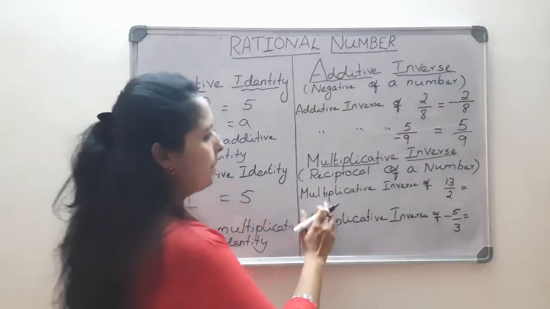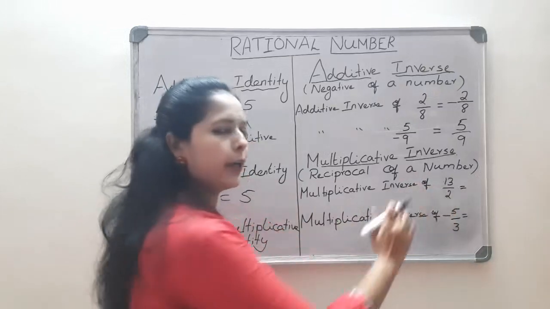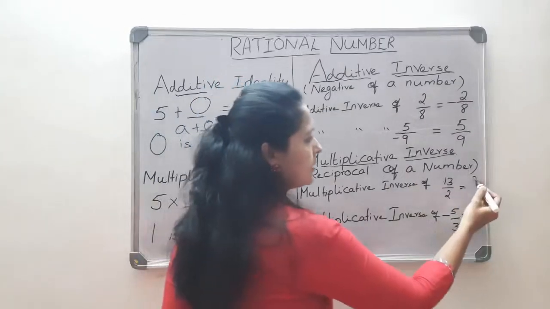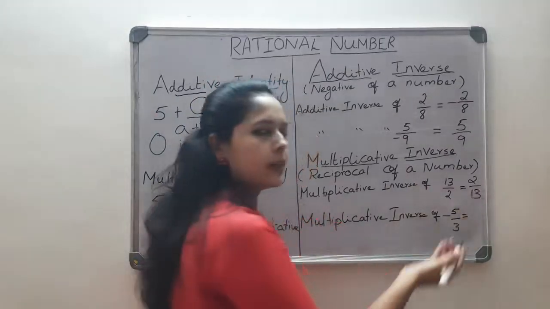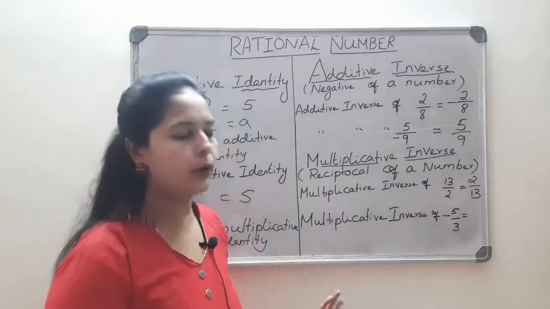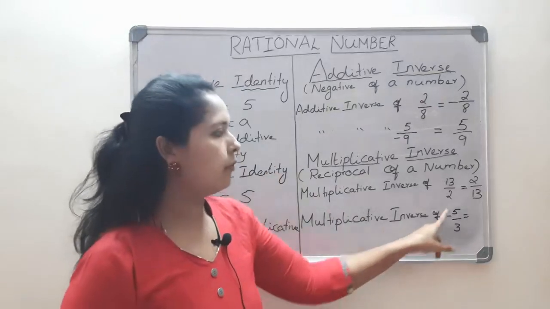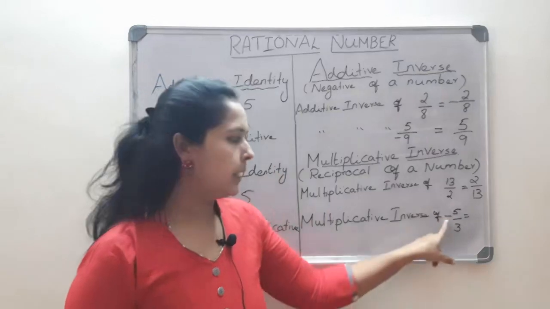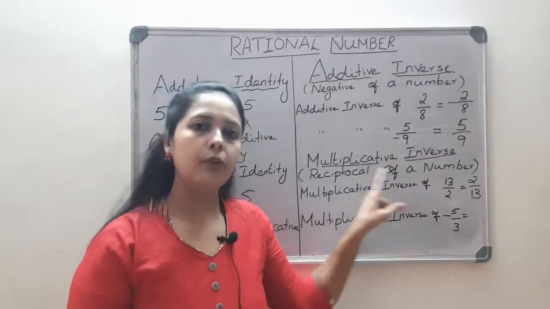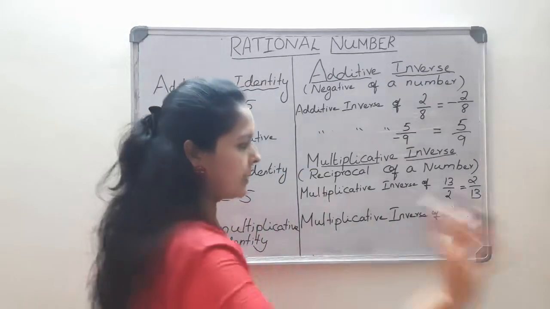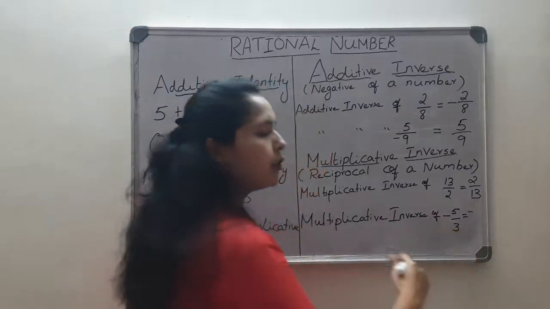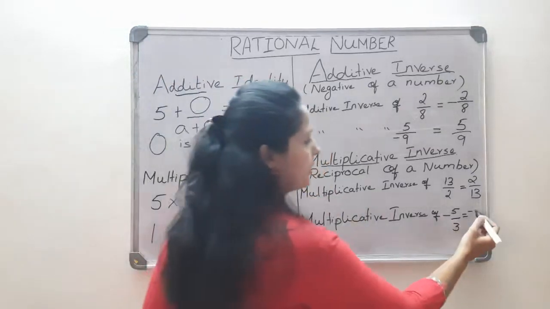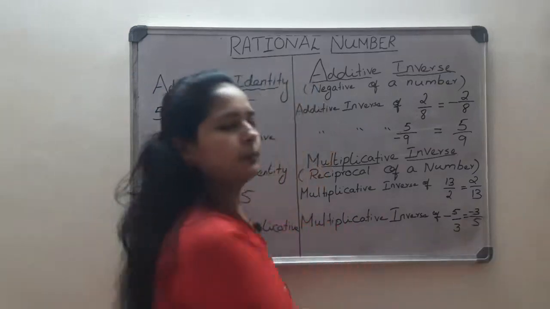Okay. Listen. Multiplicative inverse of 13 by 2. What is 13 by 2? It is 2 by 13. This is the reciprocal. Just do the ulta. Okay. Multiplicative inverse of minus 5 by 3. See, you should not touch the sign for multiplicative inverse. Keep the sign as it is. Minus, you are going to do the reciprocal of a number. So, minus 3 by 5. Okay.